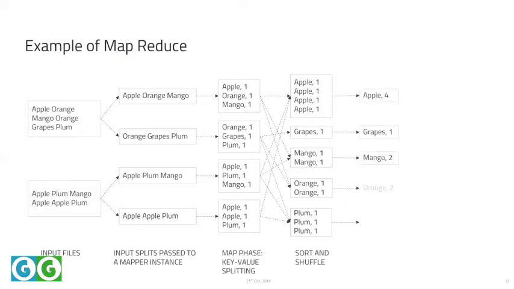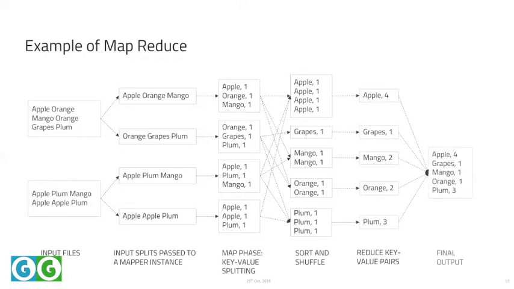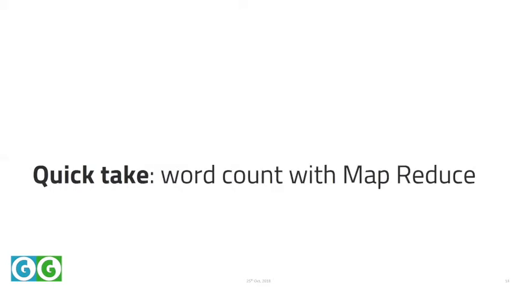Then reducers kick in. They do a total sum of the fruits they have. And then finally, after this, the data is written to an output file, say in HDFS. So this is how a sample MapReduce program would look. Now let's have a look at it in action. I've also prepared an example for you.